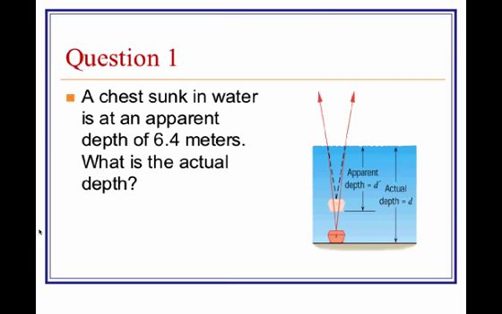All right, question number 1. What if a treasure chest, because everybody likes pirates, is sunk in water at an apparent depth of 6.4 meters? What is the actual depth? For this, you need to know the index of refraction of water and the index of refraction of air. You also need to understand some geometric ideas here. Notice where the apparent depth of the chest is located. What's the only thing that changes if you were to draw out similar triangles? Look in your book too. There may be some help in there.